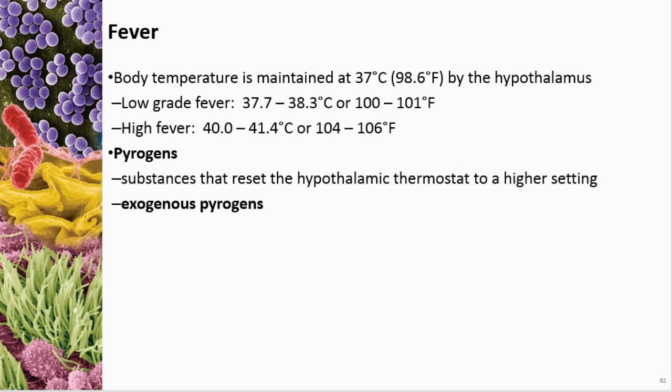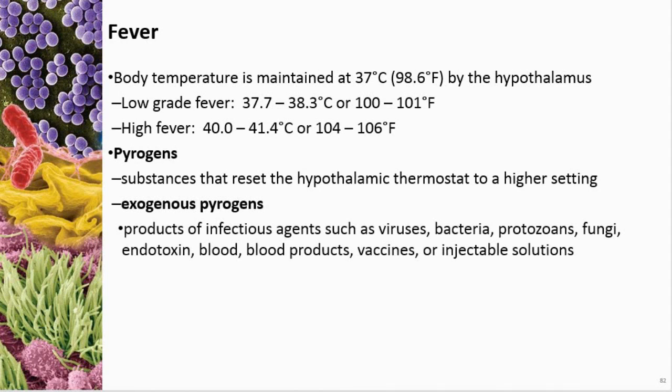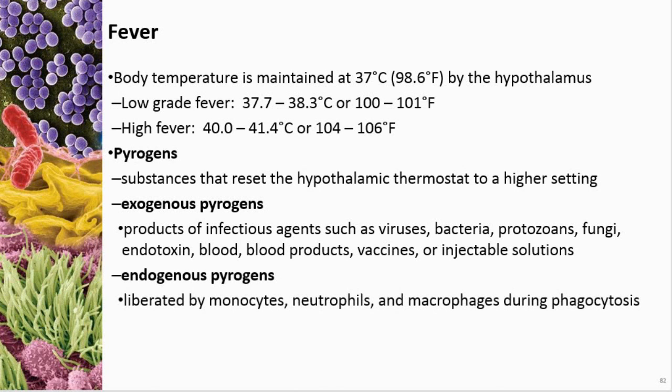So exogenous pyrogens, exo, outside of, right, are the products of infectious agents like viruses, bacteria, and so on, but also endotoxin, blood products, vaccines. There are lots of things that can trigger fever. Endogenous pyrogens are created within the body itself. So they come from monocytes, neutrophils, or macrophages during phagocytosis. So interleukin-1 and tumor necrosis factor, we had already gone over this in the table, but as you remember, those are examples of endogenous pyrogens.